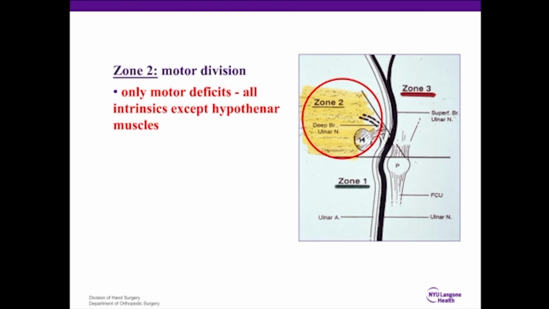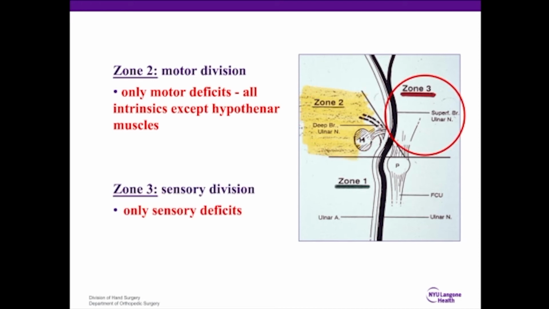Zone 2 affects only the motor division, and there are only motor deficits. It involves all the intrinsics except the hypothenar muscles, which are innervated in zone 1. And zone 3 is the sensory division, where you're going to get sensory deficits in the ulnar nerve distribution bilaterally.